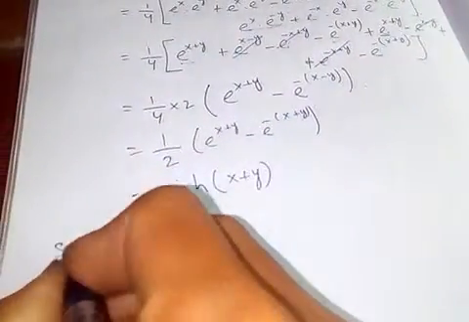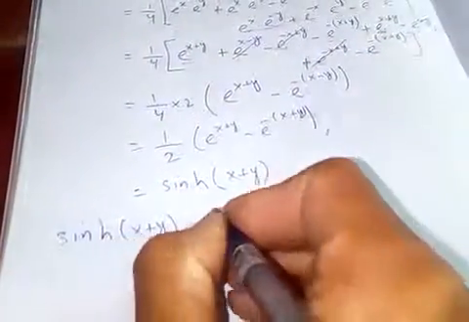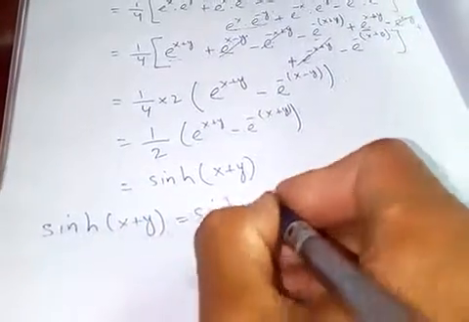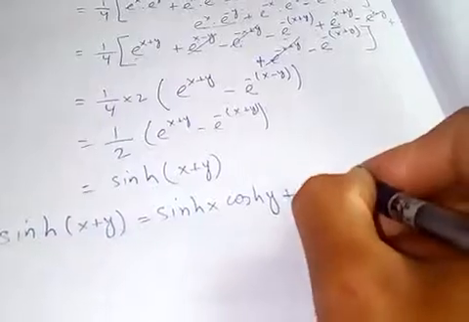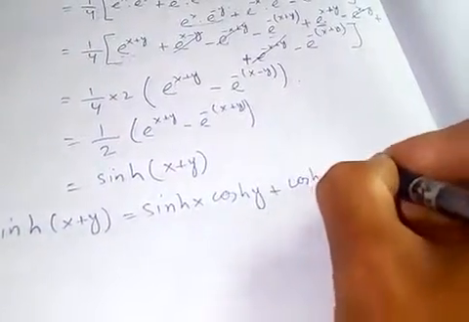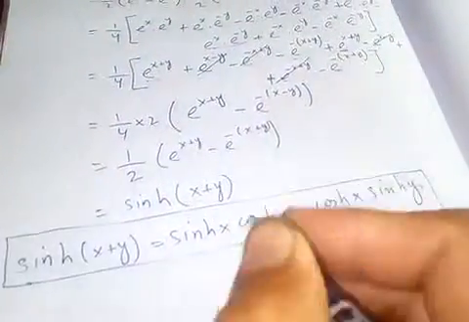So you can say sine hyperbolic of x plus y is sine hyperbolic of x cos hyperbolic of y plus cos hyperbolic of x sine hyperbolic of y, which is the same as for trigonometry.